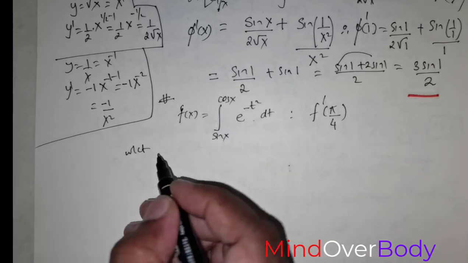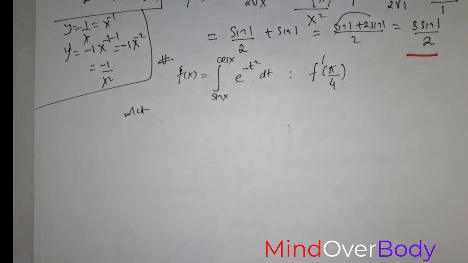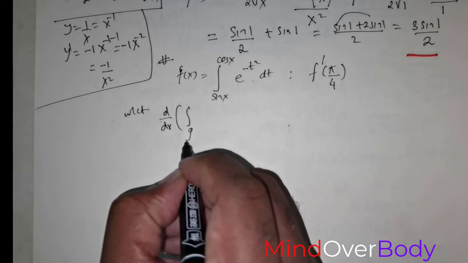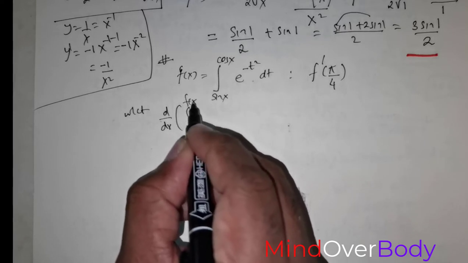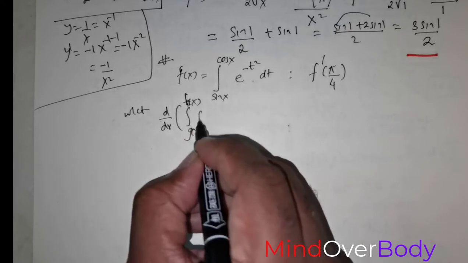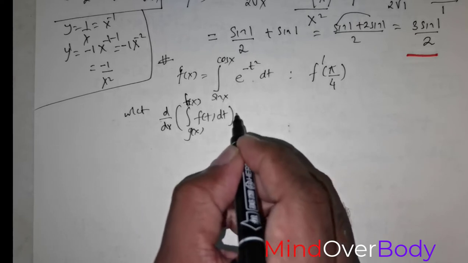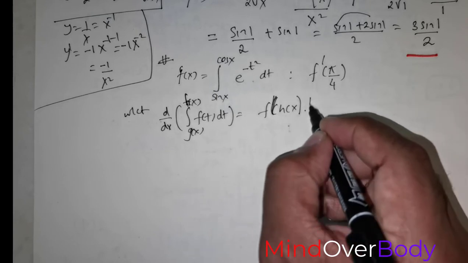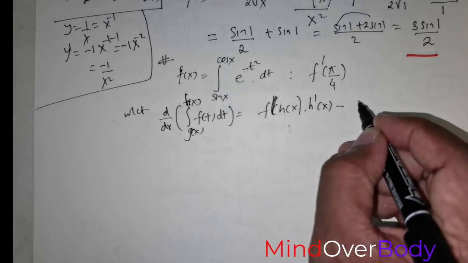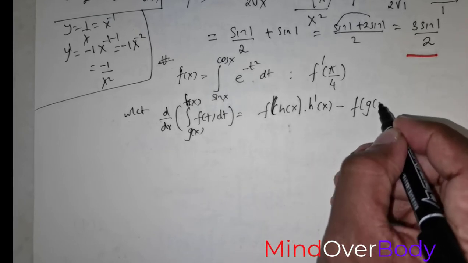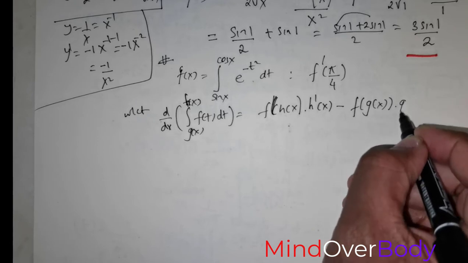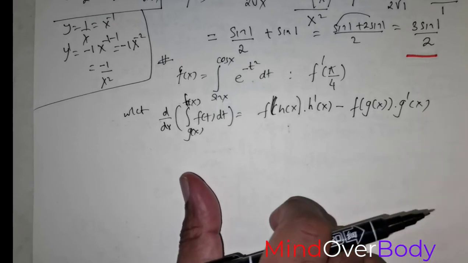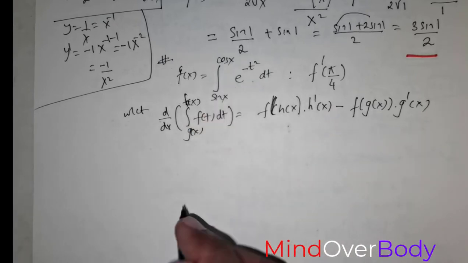So let me state that we know that d over dx of the integral from g of x to h of x of f of t times dt is equal to f of h of x times h dash of x, minus f of g of x times g dash of x. So this is the Leibniz rule which we would be applying.